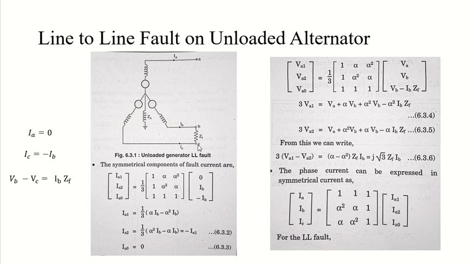So now, this time, try to find the symmetrical components. Again we will apply the same formula we applied when we were doing the calculations for line to ground faults. This time the change is that IA will be 0, IB will remain IB, and IC, remember I told you it is flowing in the reverse direction with the same magnitude, which means IC will be equal to minus IB.